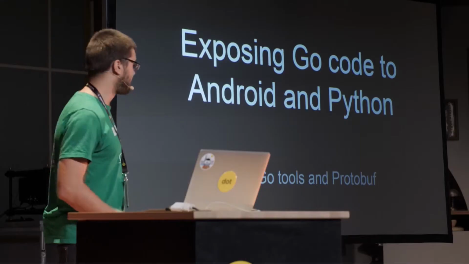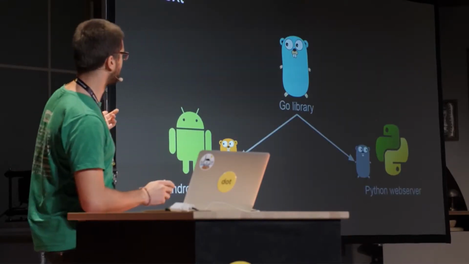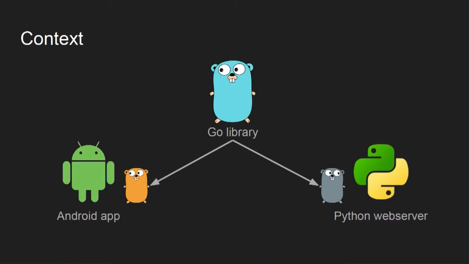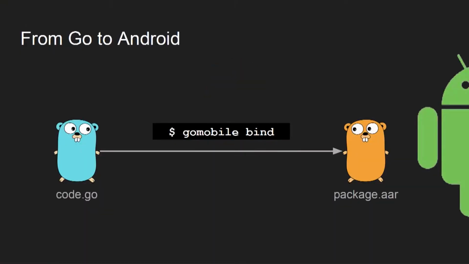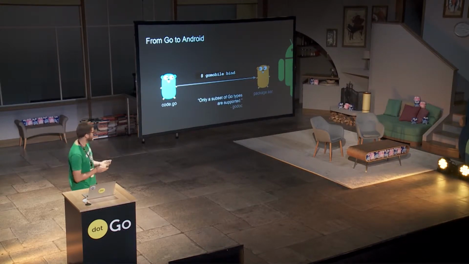Everybody. So I'm going to tell you how I managed to expose my Go code to both an Android application and a Python web server. First, the simple one, Go to Android. There's a command called gomobile bind that will actually produce an Android archive out of your Go code.